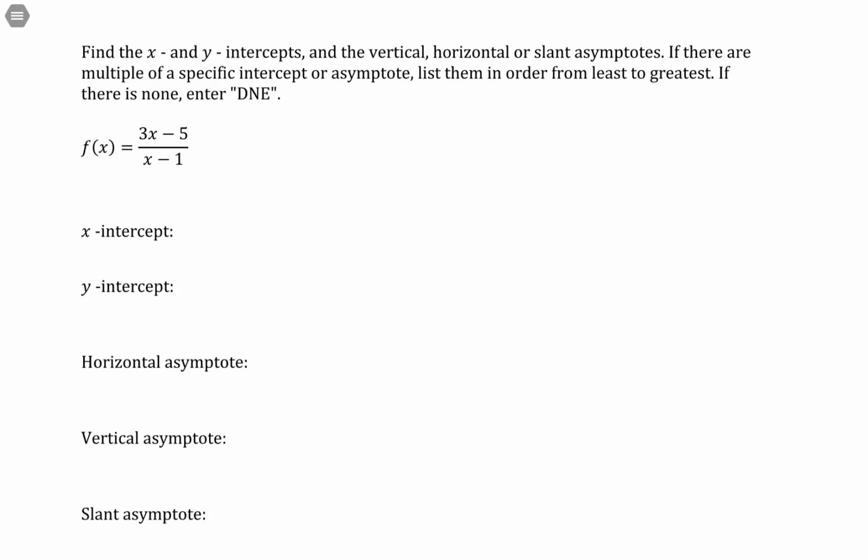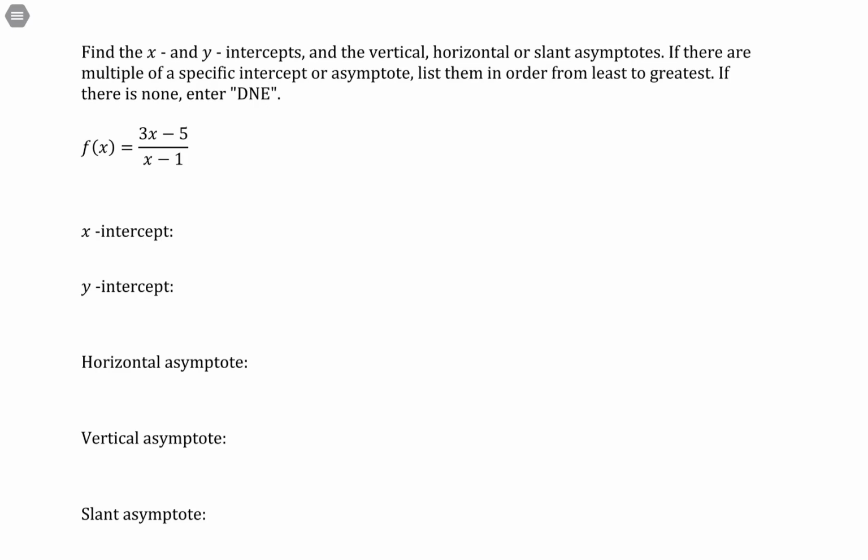Find the x and y intercepts and the vertical, horizontal, or slant asymptotes. If there are multiple of a specific intercept or asymptote, list them in order from least to greatest. If there is none, enter D and E.